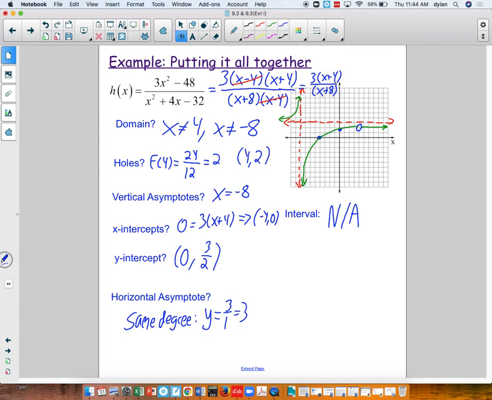So one takeaway from this is that we only need an interval table when we have 2 or more vertical asymptotes. That's the only time that we actually need that interval table as one of our steps.